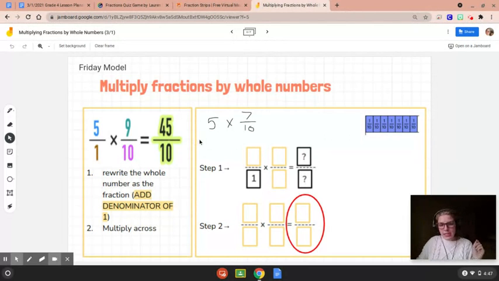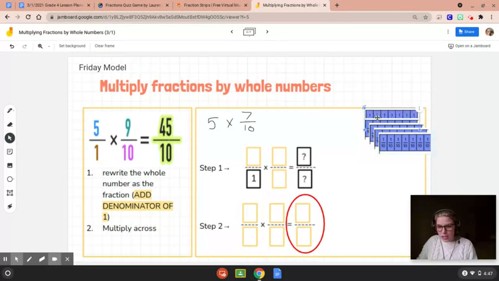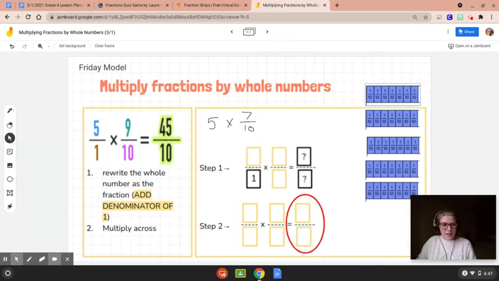Okay, so in this example here, we're doing 5 times 7/10. Really, all that we're doing is taking this model right here, 7/10, and we're multiplying it by 5. We're duplicating it 5 times. Okay, so I have 1, 2, 3, 4, 5. Right? So I have 5 of those 7/10. If I were to count up each of these little blue blocks, it would tell me how many tenths I have when I multiply 5 times 7/10.